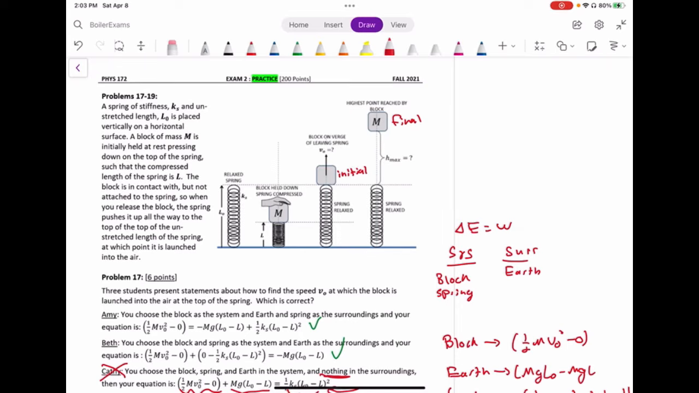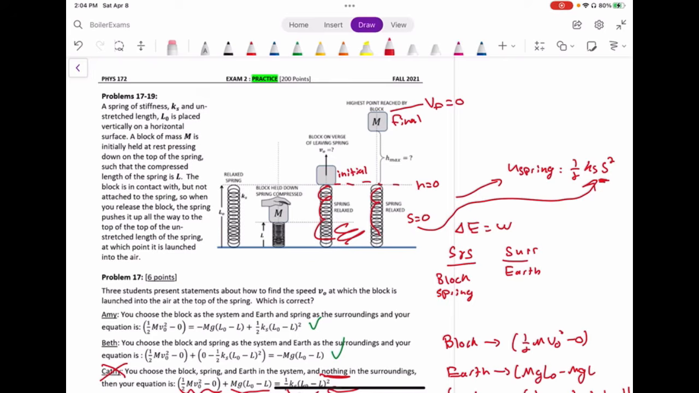Initially, it's got a velocity. Finally, since it's at that highest point, v final is 0. It's also a height h max up. I'm going to call the initial height h equals 0. And the spring is completely relaxed in both conditions, so the stretch equals 0. When I would have gone earlier to do U spring, which is equal to half Ks s squared, where s is the stretch length, in both of these conditions s is 0. So that contribution is going to be completely gone.